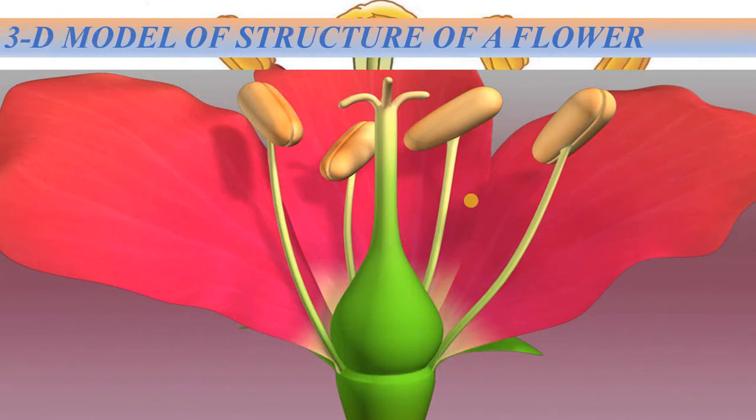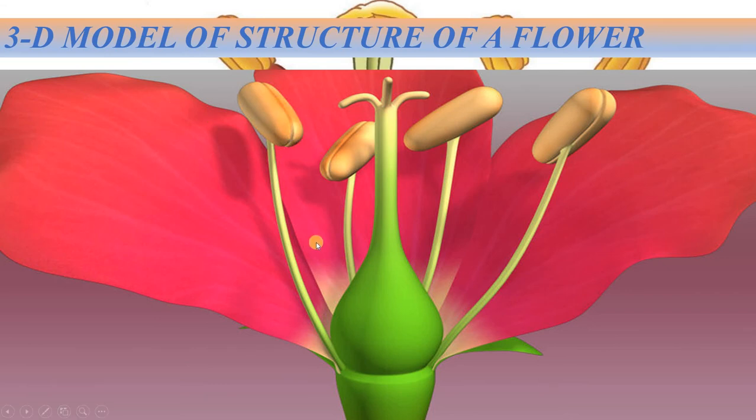Now here you see a 3D model of the structure of a flower. This part is what? It is the sepal. It is holding the entire part of a flower. These colorful parts are the petals. What is the function of petal? Petal attracts the insect for the process of pollination. It also provides scent. Now these four structures are the stamens, the male reproductive organ.